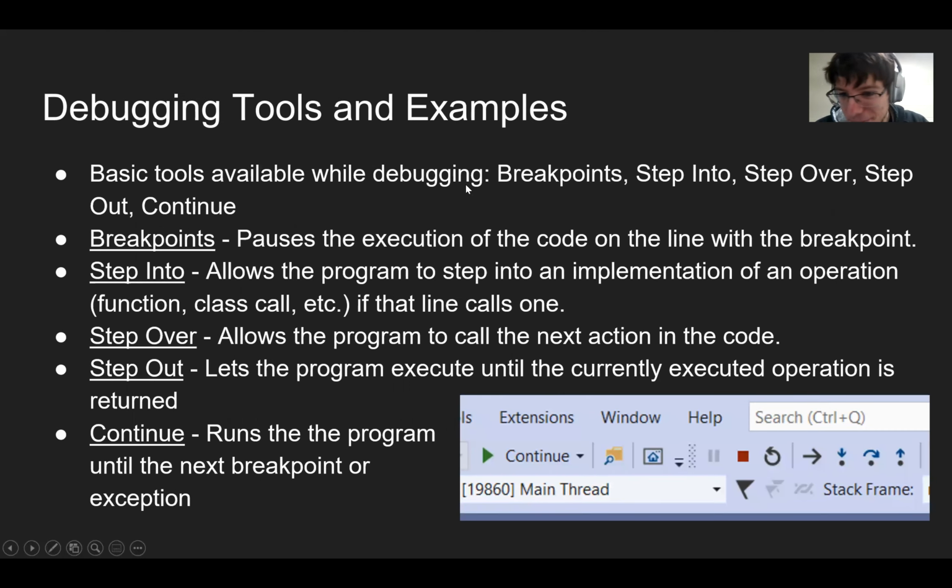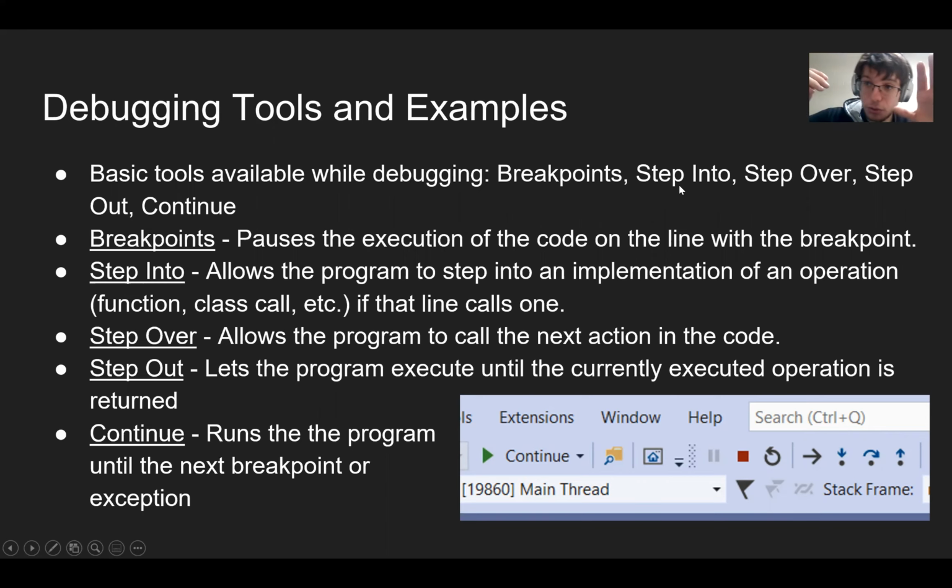So anyway, debugging tools and examples. The basic tools available in debugging are breakpoints, step into, step over, step out, and continue. Step into is when you go into a method. Breakpoints is where the program is going to stop.